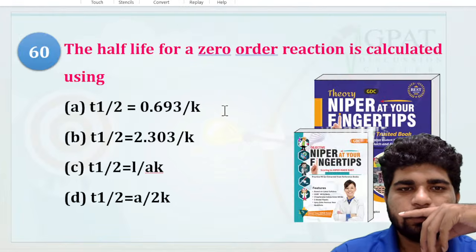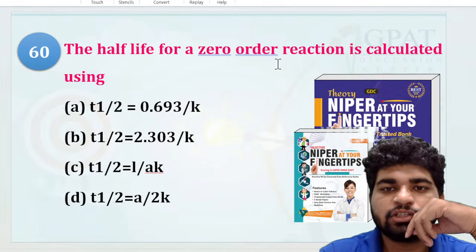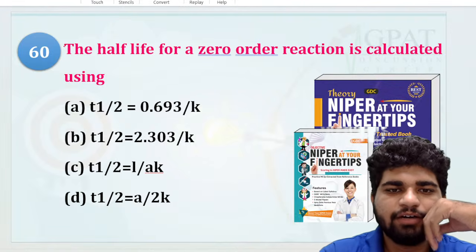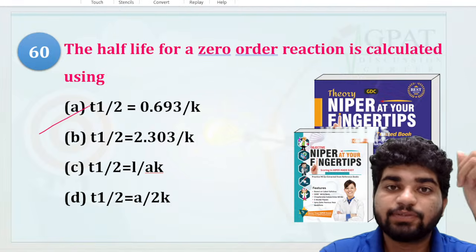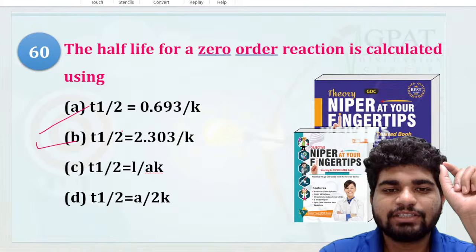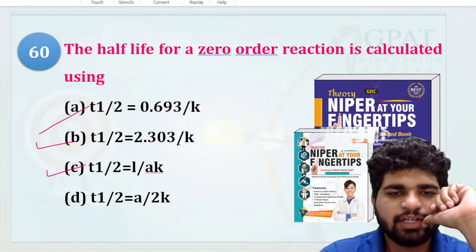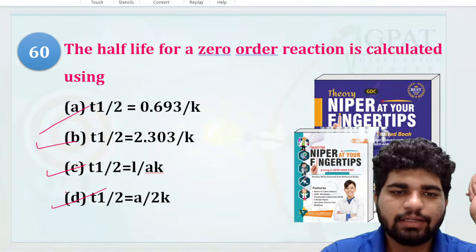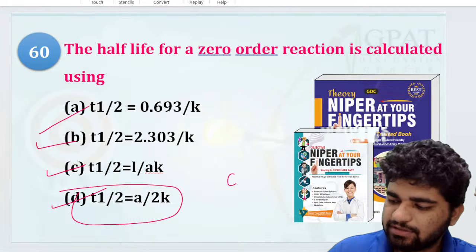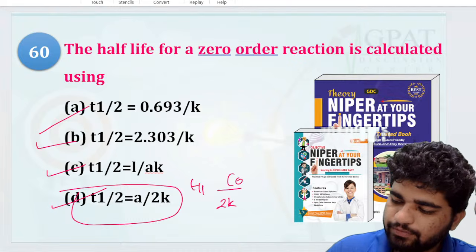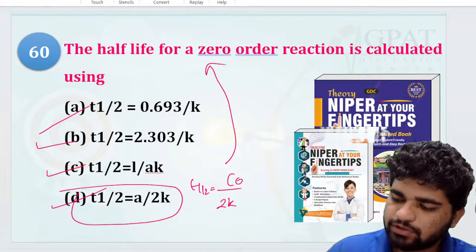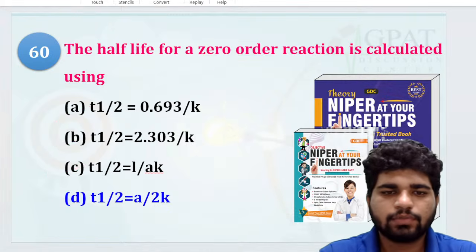Okay. The half-life for a zero order reaction is calculated using what? T half is 0.693 upon K, that is for first order kinetics. T half is equal to C naught upon 2K. Yes, exactly. And D is going to be your correct answer. That is nothing but C naught upon 2K, the half-life for zero order kinetics.